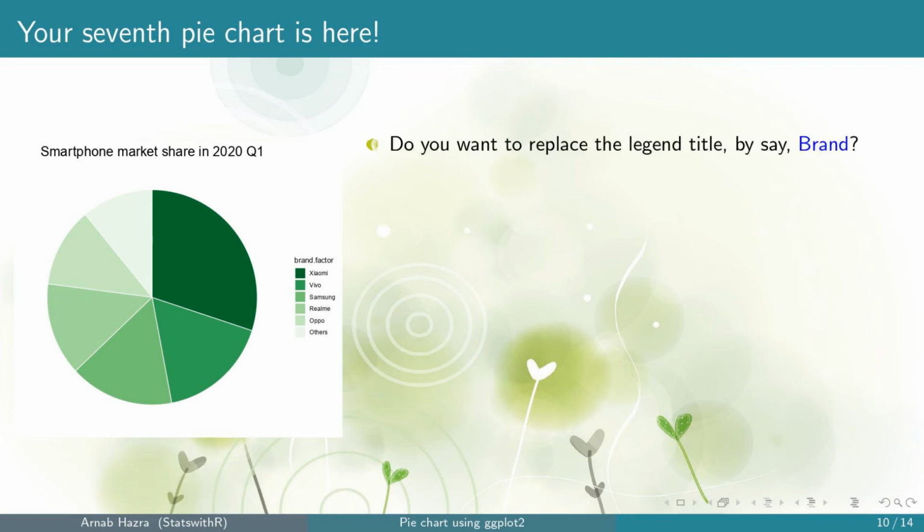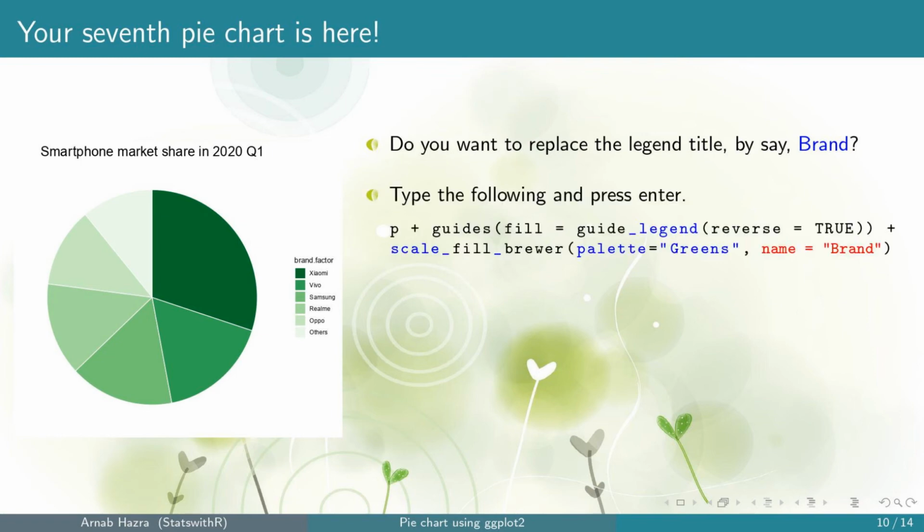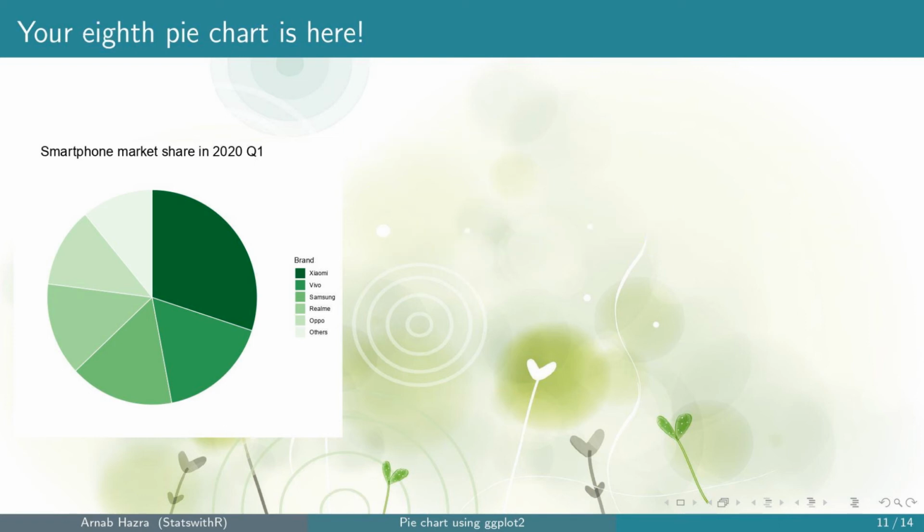Next, note that the legend title is just the name of the vector brand.factor. You might want to replace it by say Brand with capitalized B. To do that, within scale_fill_brewer, add name equals to "Brand" within quotes. Now press enter. Okay, you get your 8th pie chart. You can see that now the legend title is what you wanted.